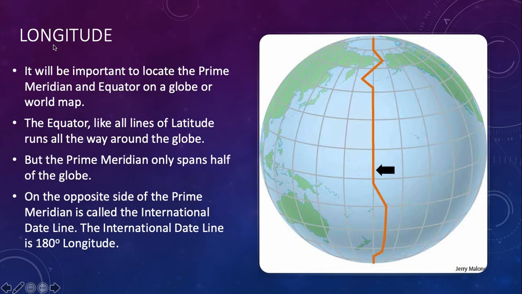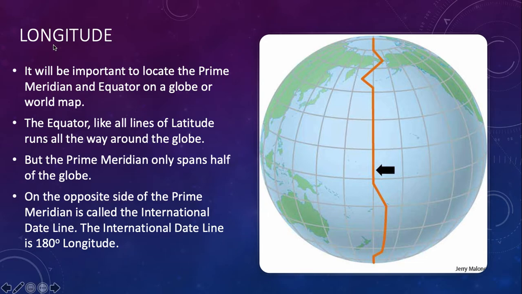It'll be important to be able to locate the prime meridian and equator on a globe or a world map. The equator, like all lines of latitude, runs all the way around the globe, but the prime meridian only spans half of the globe, and all lines of longitude only go from the North Pole to the South Pole. On the opposite side of the prime meridian is called the international dateline. The international dateline is 180 degrees longitude.